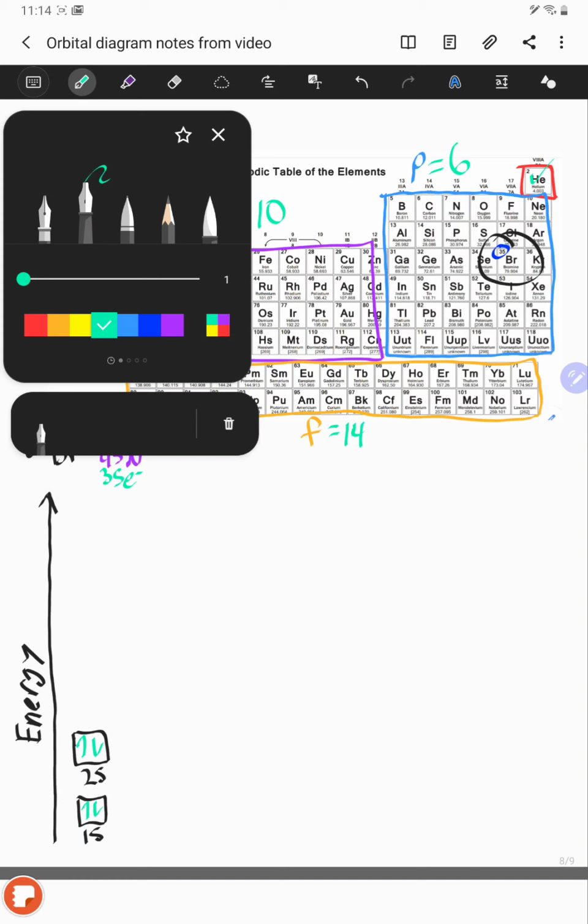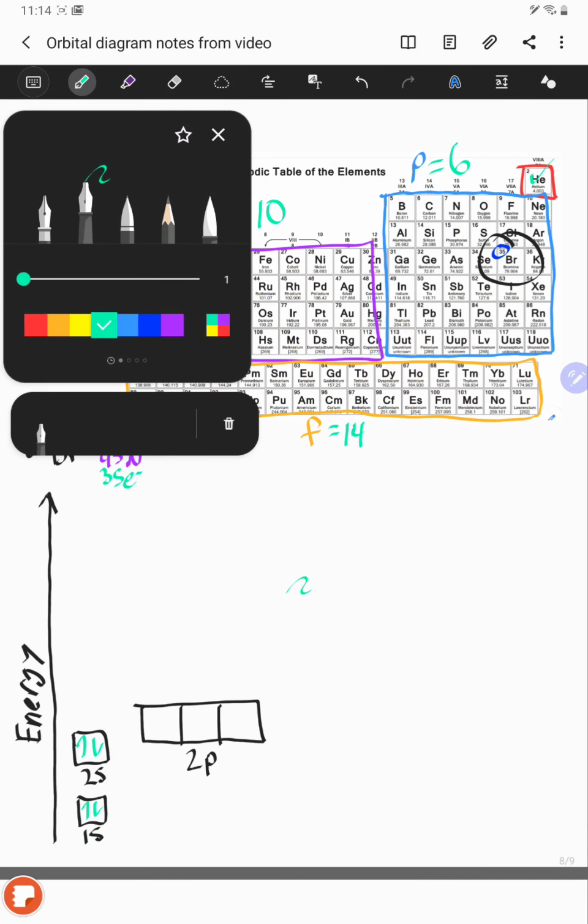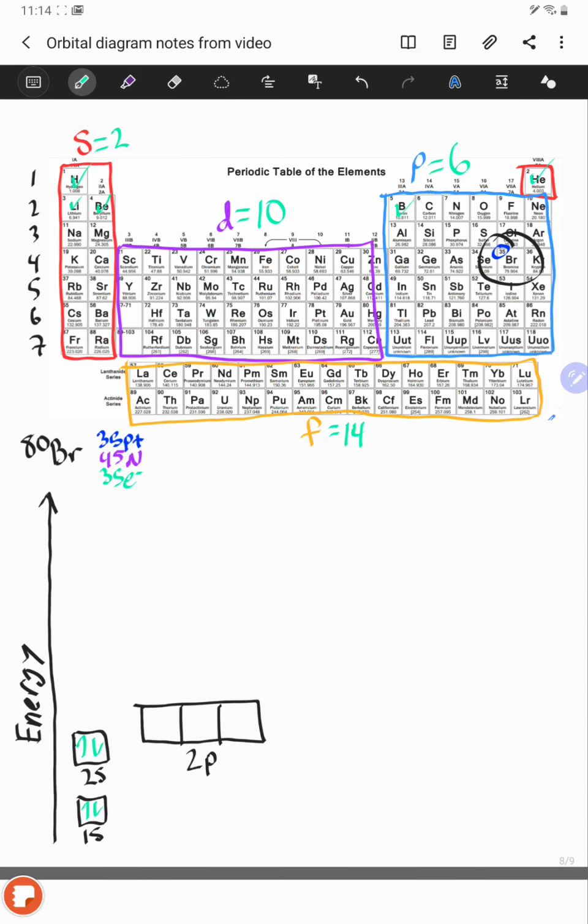Next, we are moving on left to right. And we are in the p orbital. So we're in the 2p orbital. We're going to fill in our electrons. So 1, 2, 3, 4, 5, 6. We're still not at bromine, so that means we're going to add in our electrons here.